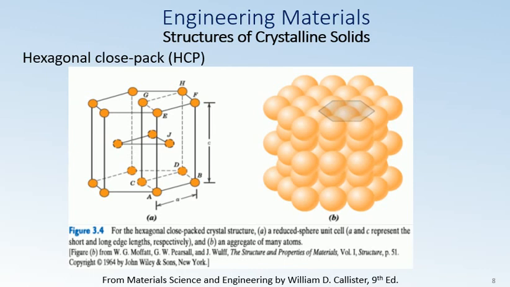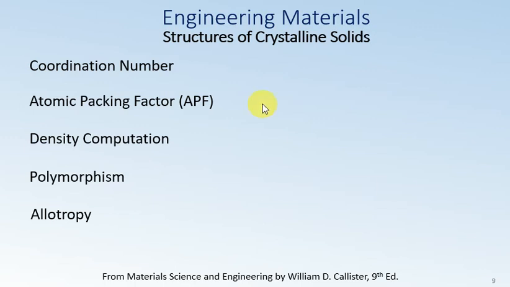Of course, in the next lecture, we will be calculating the total number of atoms present in each crystal structure. This is just to show you three basic types of crystalline unit cells and their structures. In next class, we will be learning about the coordination number, atomic packing factor, density computations, polymorphism, and allotropy for crystalline solids. Until then, Assalamu alaikum.